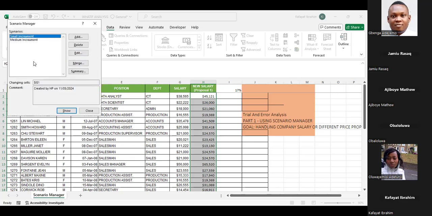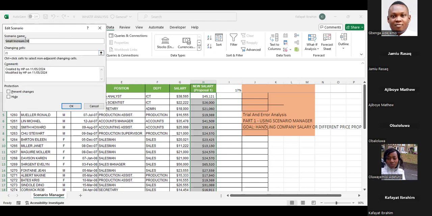Now, this is what you do for me. Wait, that small increment. Click on Edit. Let's change that title. Small increment. Click on Edit. Change that title to leave it at small increment, then you now say small increment by 10%. Put by 10%, so that we know the particular percentage we are dealing with. Good. Click on OK now.